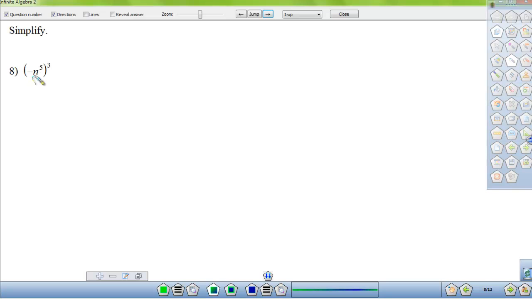We want to be real careful about this negative here because it is actually a negative 1. And I'm going to write that negative 1 times n to the 5th power, quantity cubed. And I'm going to make sure that I cube that negative 1. And I know when you have an odd number of negatives, you're going to wind up with a negative. So this is going to be negative n to the 15th power.